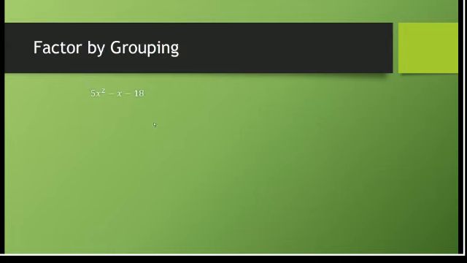Now, in order to reduce the number of checks I have to make as I'm guessing, I can actually use a technique called factoring by grouping, and it's similar to what we did at the end of yesterday, where we're looking for 2 numbers. But the 5 in the front is going to change which numbers I'm looking for. So I can't just find 2 numbers that multiply to negative 18. I have to multiply the 5 times negative 18. I need 2 numbers that multiply to negative 90, and they are going to add up to negative 1. So 2 numbers that multiply to negative 90 that add to negative 1.